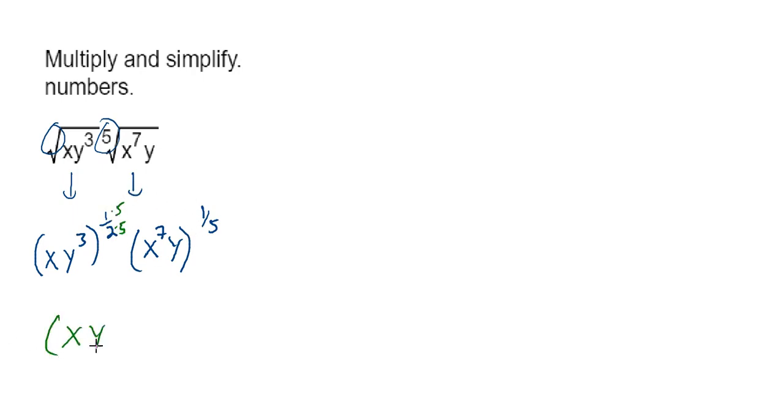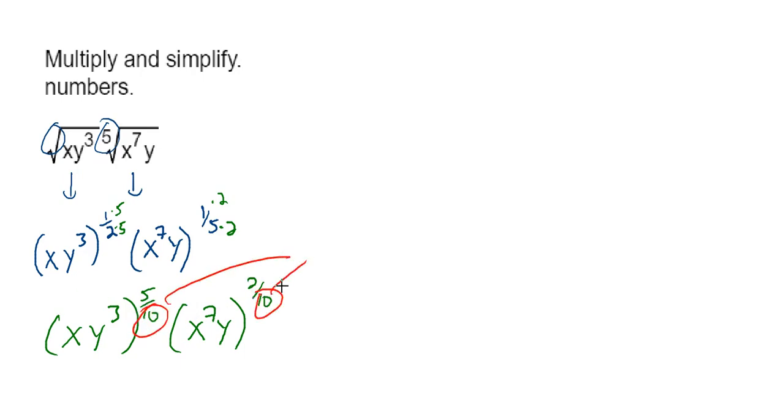That's going to give me x y to the third power raised to the 5/10 power. And then here, I will multiply a 2 to the top and bottom. And that's going to make this x to the 7th y raised to the 2/10 power. And instead of going through the extra writing of splitting it up as 5 times 1/10 and 2 times 1/10, the ultimate effect is that we're taking this common denominator outside parentheses, and it'll stay in the denominator, right?